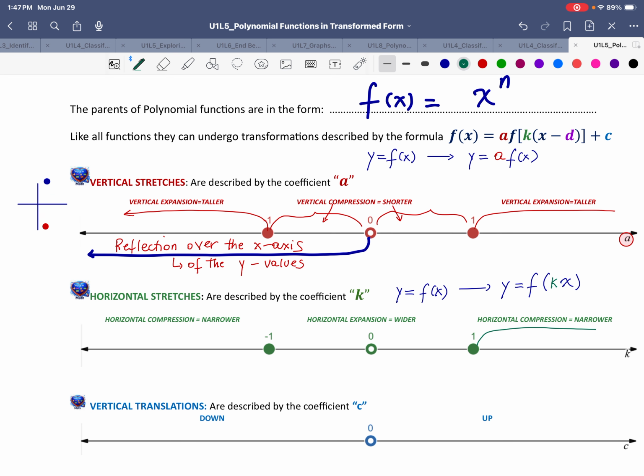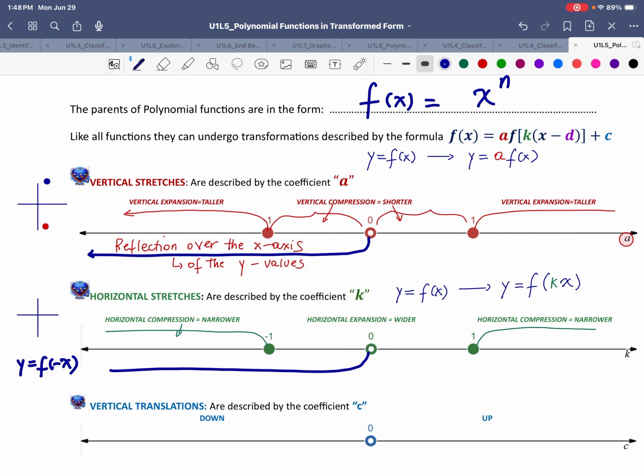And for the same reasons that we mentioned for the coefficient a, when k is 1 or -1, the function again will not change in width. Now, what happens if the value of k is negative? If the value of k becomes negative, for example, we have y equals f of -x, we're going to see the same graph with the exact same y values, but appearing at opposite values of x.